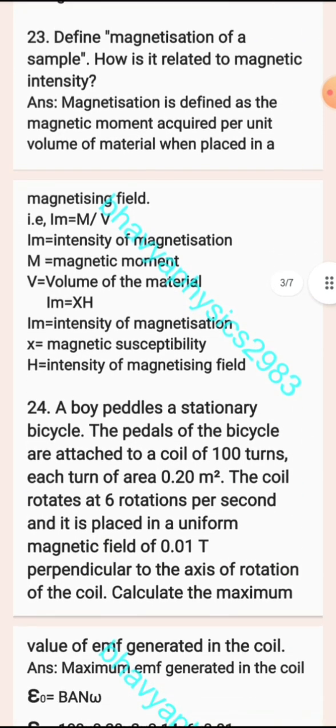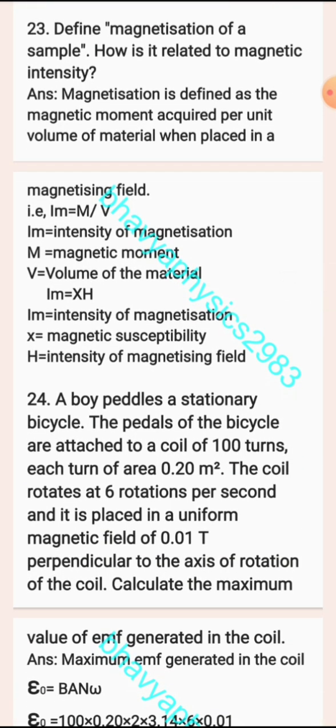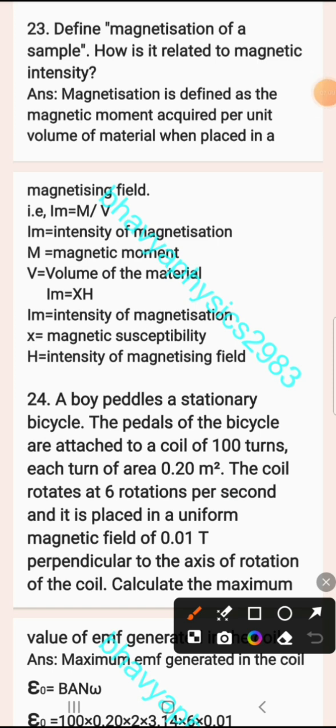The next question is, define magnetization of a sample, how it is related to magnetic intensity. So magnetization is nothing but magnetic moment acquired per unit volume of material when it is placed in magnetizing field. The field which magnetizes the material is called the magnetizing field. That is a source. That field is called the source which magnetizes the material. And the material gets certain magnetization, right? So the magnetization is nothing but the magnetic moment acquired per unit volume of a material when it is placed in magnetizing field.